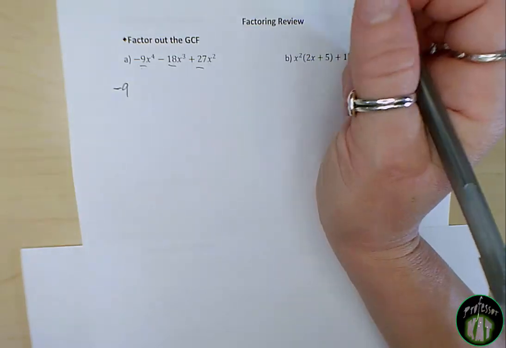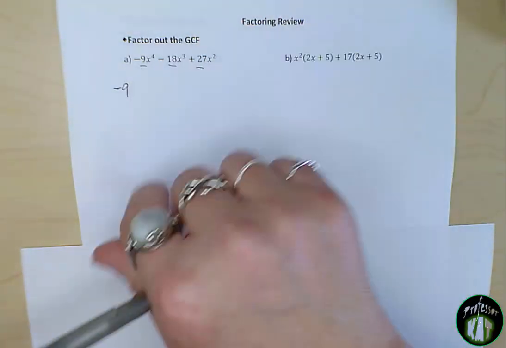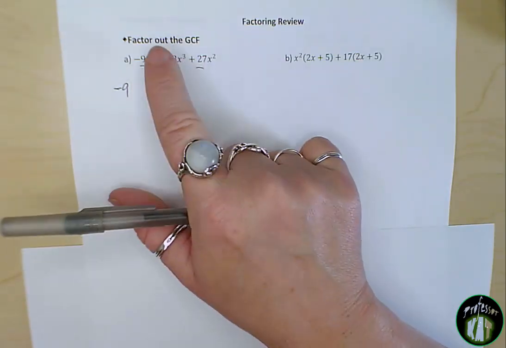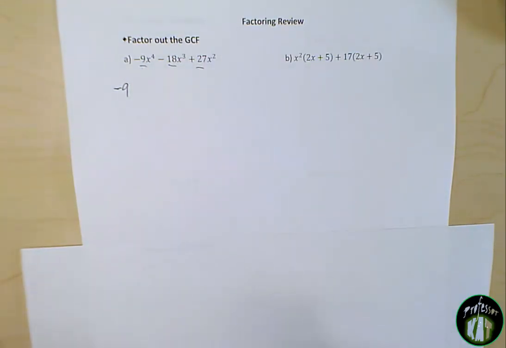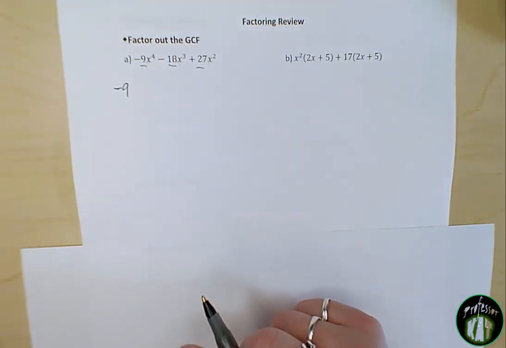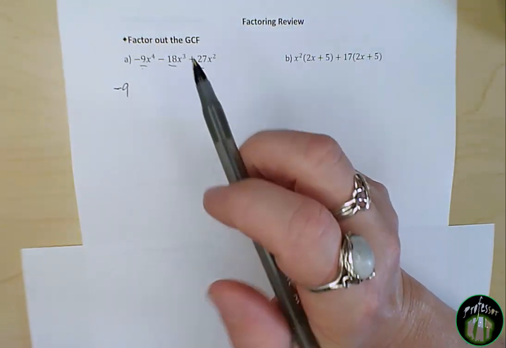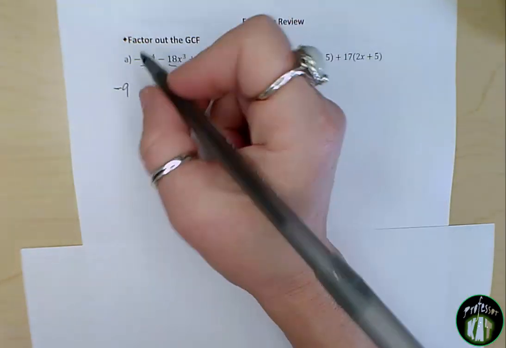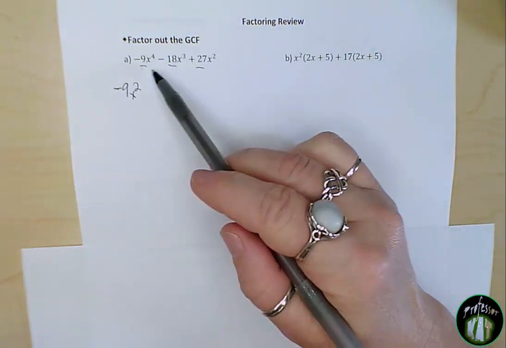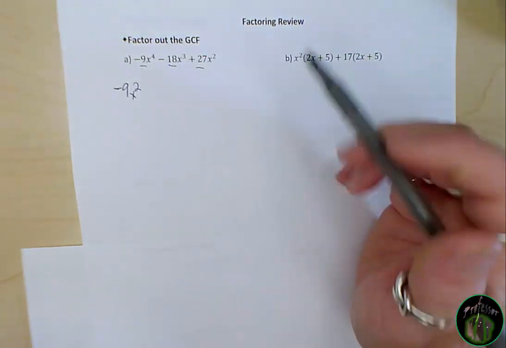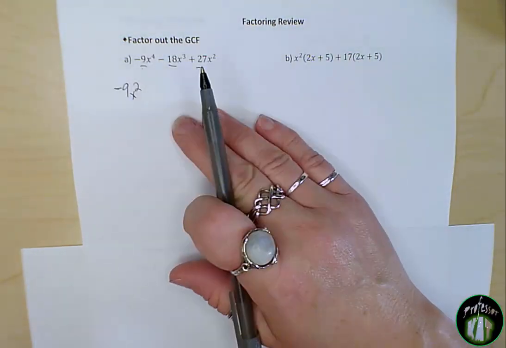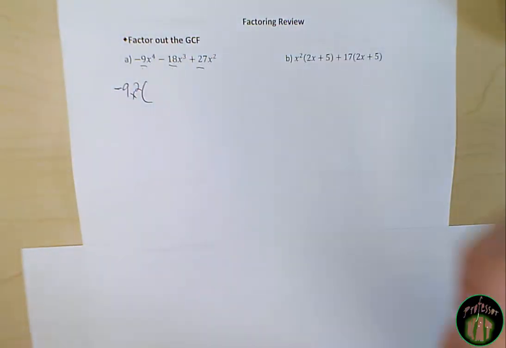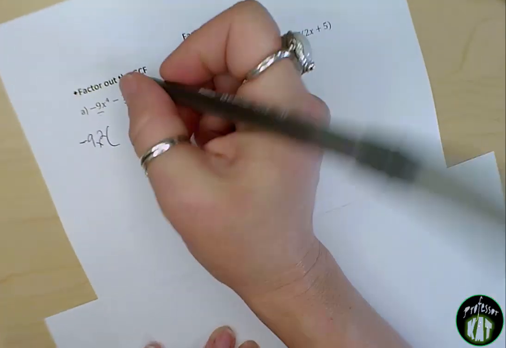Then pay attention to your variables. You want to make sure that each one of your terms has that variable. So we have 1, 2, 3 terms. They each have an x. As long as they all have an x in them, you want to take the lowest exponent out of them, so the lowest power. This one has x to the fourth, x cubed, x squared. 2 is the smallest of the numbers, so you're going to take x squared. So our GCF for this problem is negative 9x squared. We're going to factor that out, pull it out to the front of the problem.